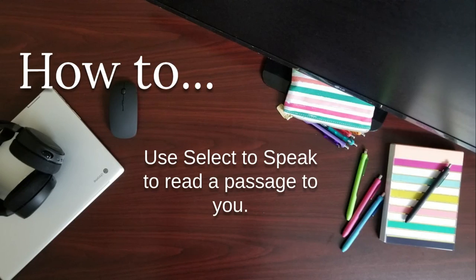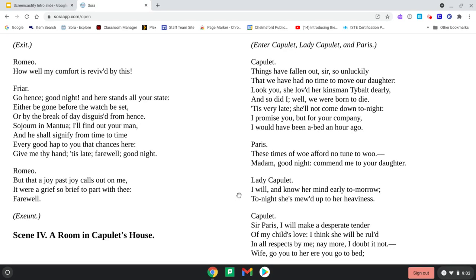Today I'm going to show you how to use Select to Speak to read a passage to you. So this is a page out of Romeo and Juliet. I'm in Sora. It is an ebook online.